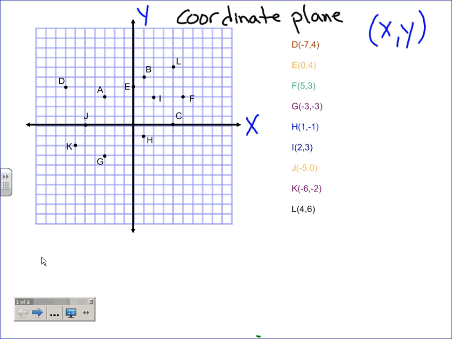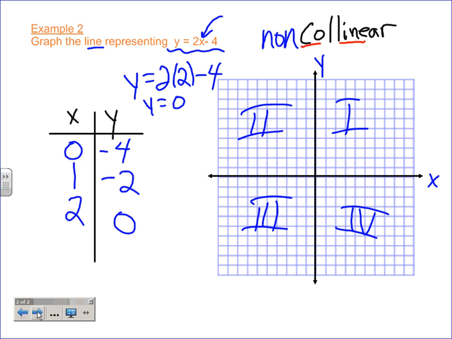Any questions on quadrants, lines, coordinate plane, collinear, non-collinear, anything like that? Or if I give you a line to graph, getting some points. The reason I choose 3 is in case you make a mistake with one of them, then of course they will look non-collinear. Any questions?